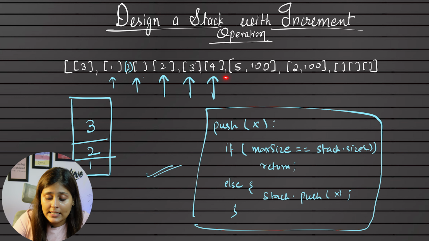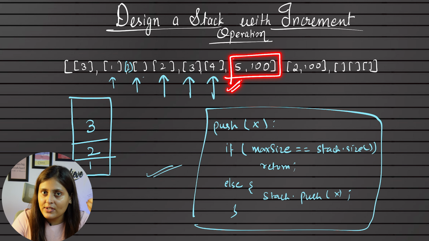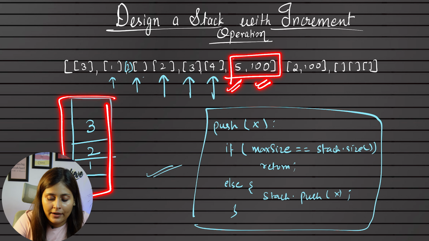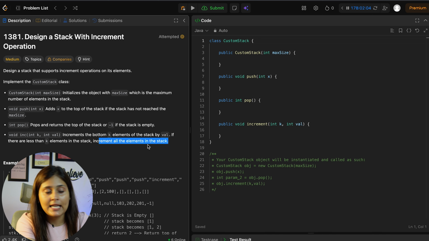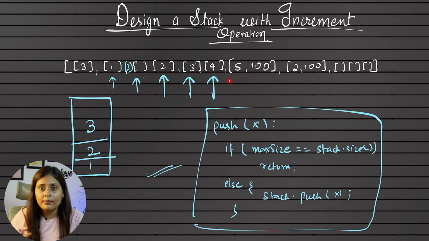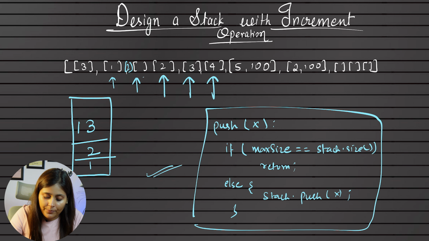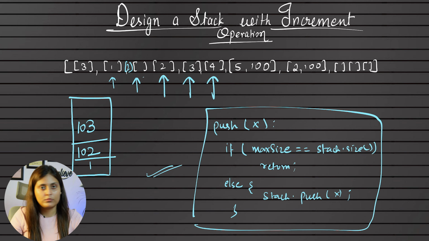Now the second one says increment the 5 such elements from the bottom and add the value 100 to it. But as you can see, there are only 3 elements and we have been given 5. So for this, our question says increment the bottom k elements of the stack by value, and if there are less than k elements in the stack, it means increment all the elements in the stack. It says bottom 5 values, but we have only 3 values. It means we have to add 100 to all such numbers. So now 3 will become 103, 2 will become 102, and this will become 101.